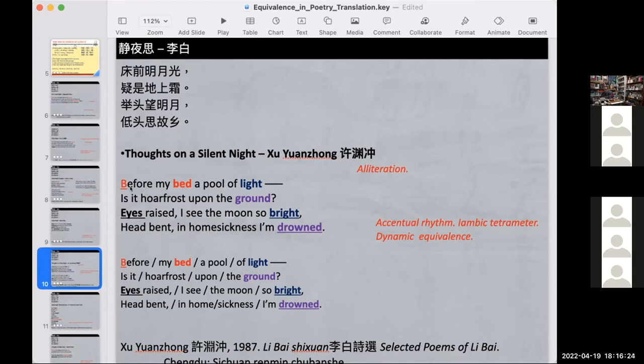And again, before bed, the repetition of the B is alliteration. Eyes raised, I see the moon so bright. Head bent in homesickness. Head and homesickness are also alliteration. So I would say this is accentual rhythm. When I analyze this rhythm, I would say this is accentual, because the iambic foot is very clear. The accent is very clear.